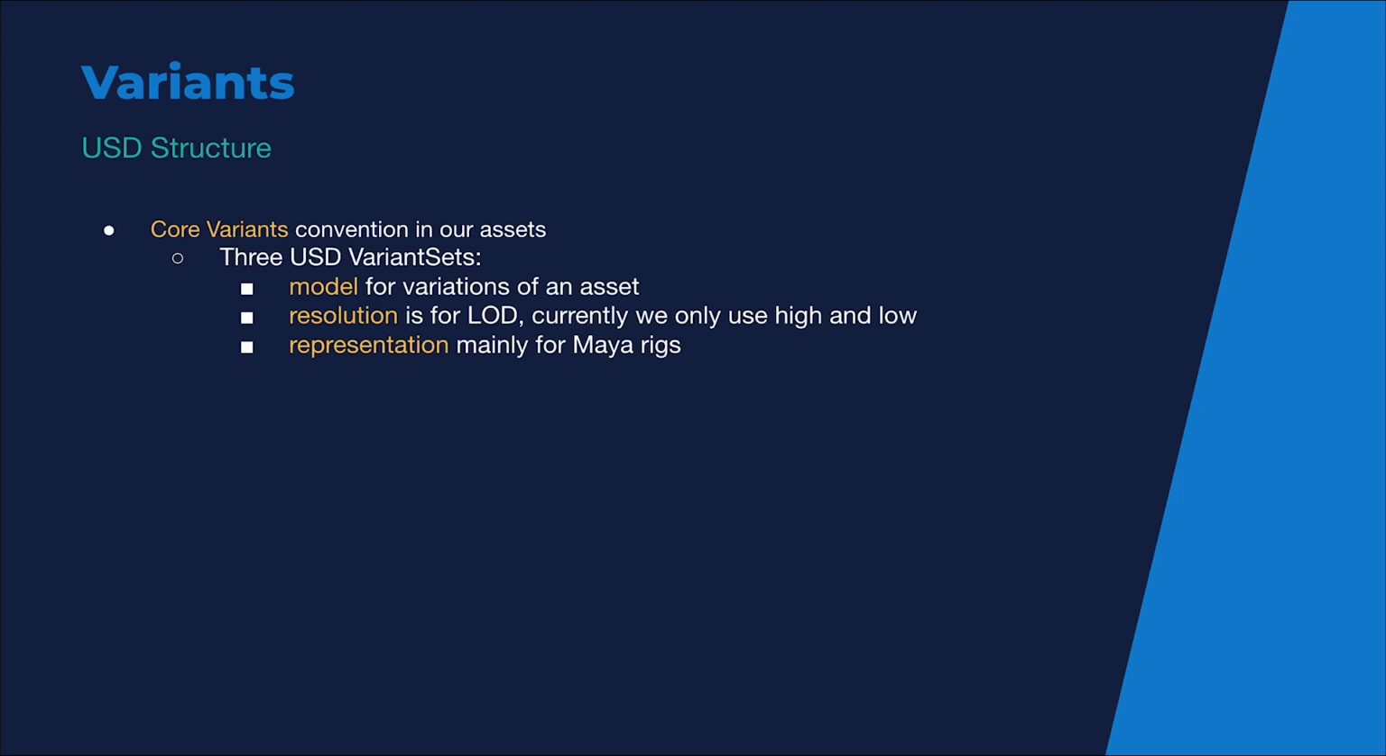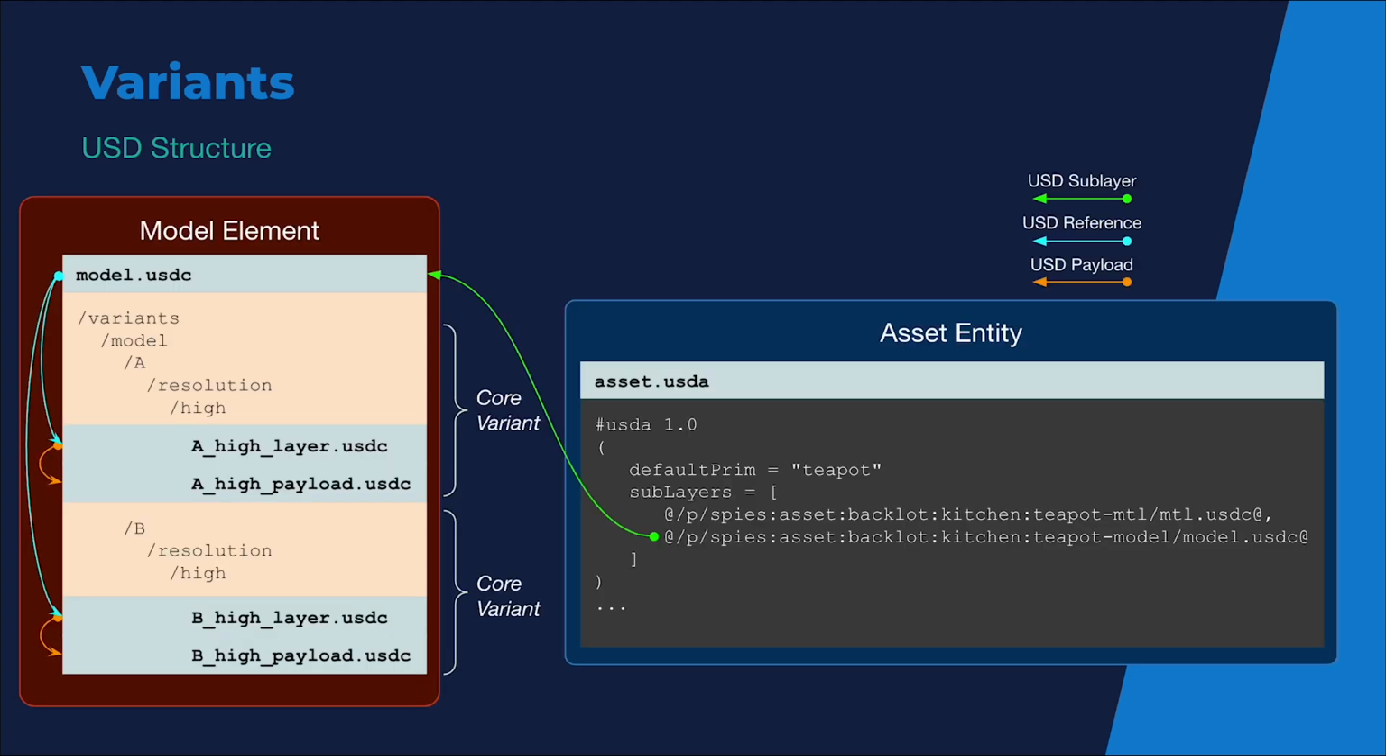Variance was a concept that we were excited to adopt. We did so under this umbrella term core variance. What this convention simply meant was 3 variant sets that were always present together: model, resolution, and representation.